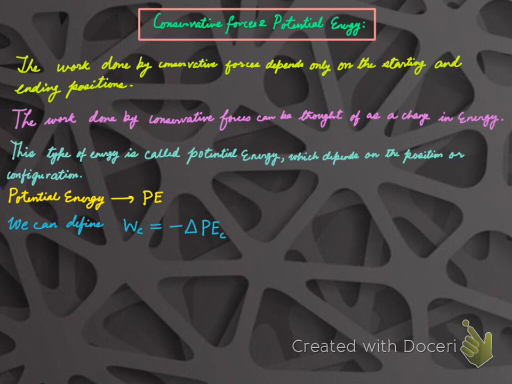It turns out that we can define that the work done by a conservative force is equal to the negative of the change in potential energy associated with that conservative force. So the work done by the gravitational force would equal the negative of the change in the gravitational potential energy. The work done by a spring would equal the negative of the change in spring potential energy, and so forth.